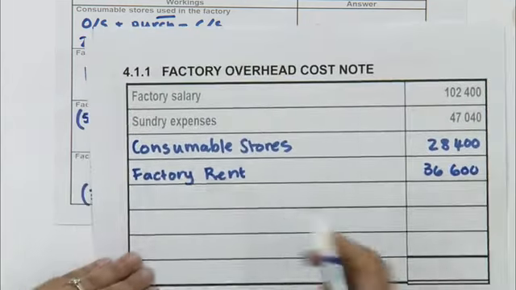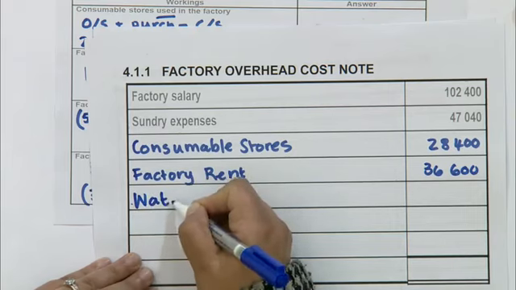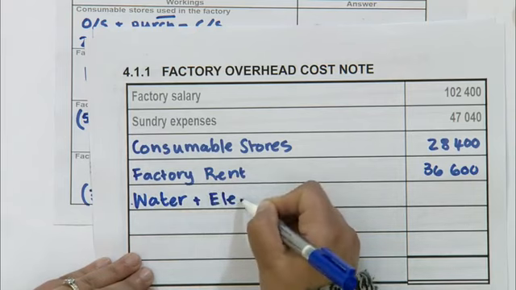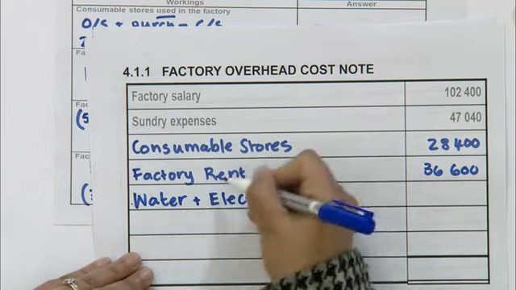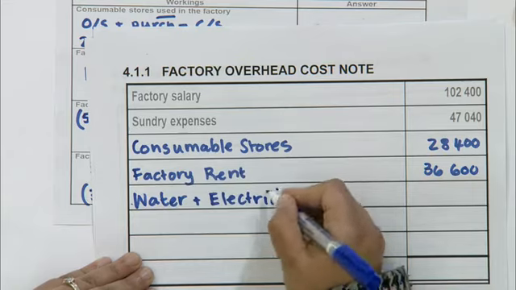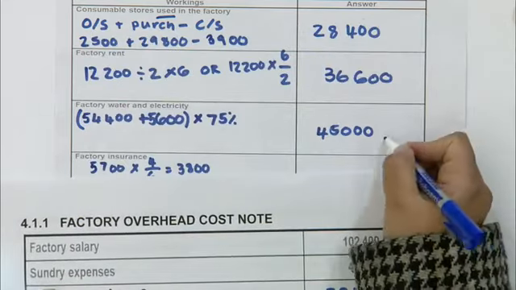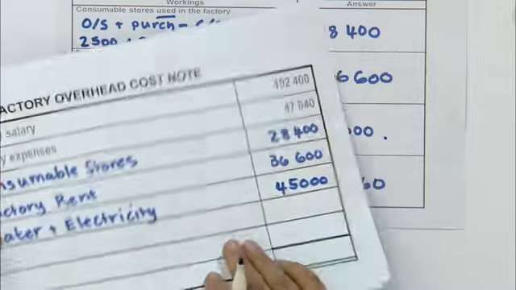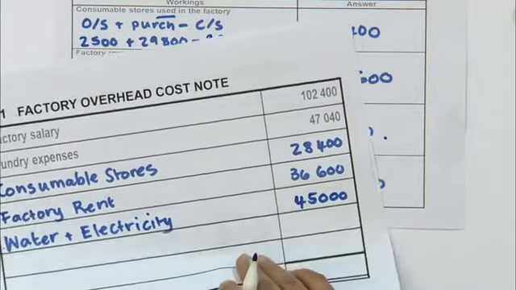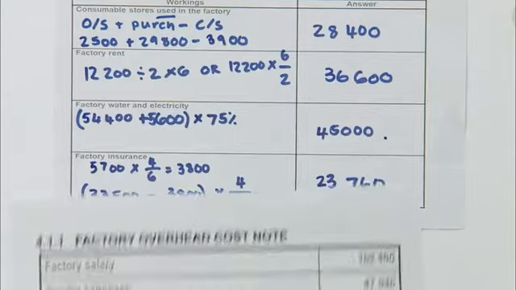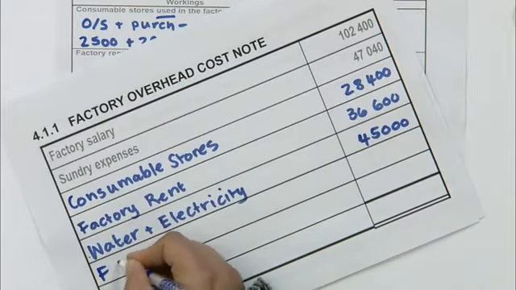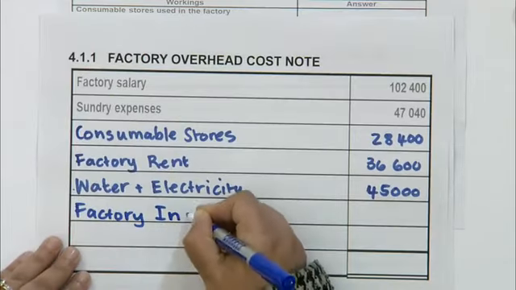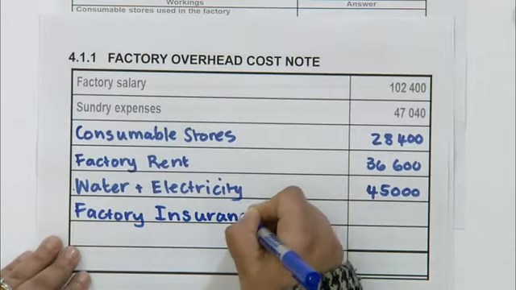Then we have the water and electricity. You don't have to write factory water and electricity, but if you wish to do so, then please, by all means, do it. I don't even have to write factory rent there. Right, so water and electricity, what does that amount to? 45,000. I write 45,000. Right, what's next? Then we have our factory insurance. Right, there we go. We've already calculated it.